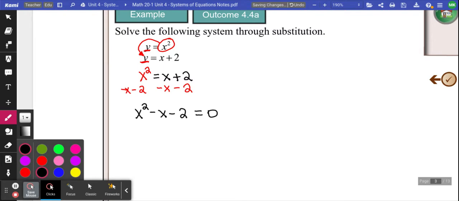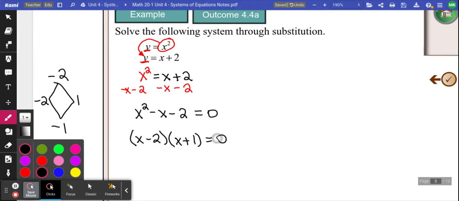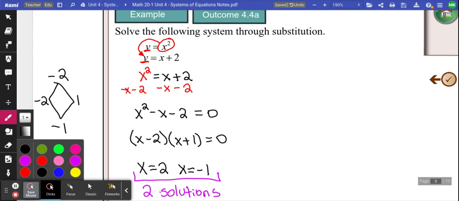You could solve using quad formula or box method or factoring. If we do a quick little factor here, things that multiply to be negative 2 and add to be negative 1 would be negative 2 and positive 1. So this factors to be x minus 2, x plus 1 equals 0. That means I have two values of x that work. I have x equals positive 2 and I have x equals negative 1. This means that I'm going to have two solutions. One of my solutions is going to be when x equals 2. Another one of my solutions is going to be when x equals negative 1.